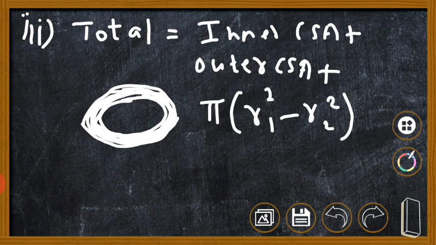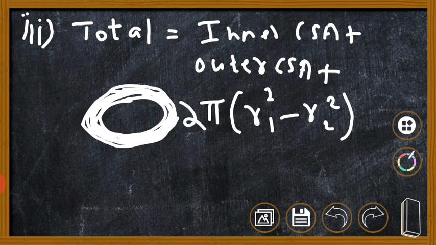Pi r1 square minus the inner circle area, what is that? Pi r2 square. Okay, so pi is common, that's why I am taking pi outside. So what is that? Pi into r1 square minus r2 square. Like this, the top area is also in the form of a ring. So how many times do you have to add? Two times you have to add.